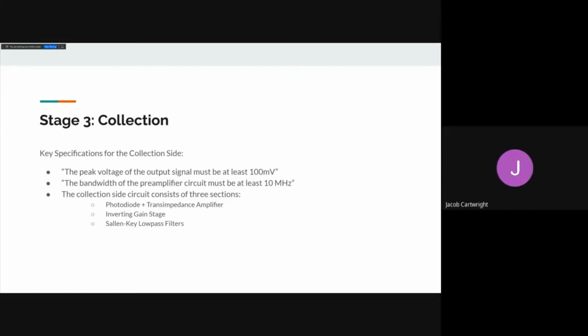Next up is the collection portion of the project, and there were 2 main specifications. The first was that the peak voltage of the output signal must be at least 100 millivolts, and the second was that the bandwidth of the entire system must be at least 10 megahertz. The collection side of the circuit consists of 3 sections: photodiode and transimpedance amplifier, the inverting gain stage, and 2 Sallen-Key low-pass filters.